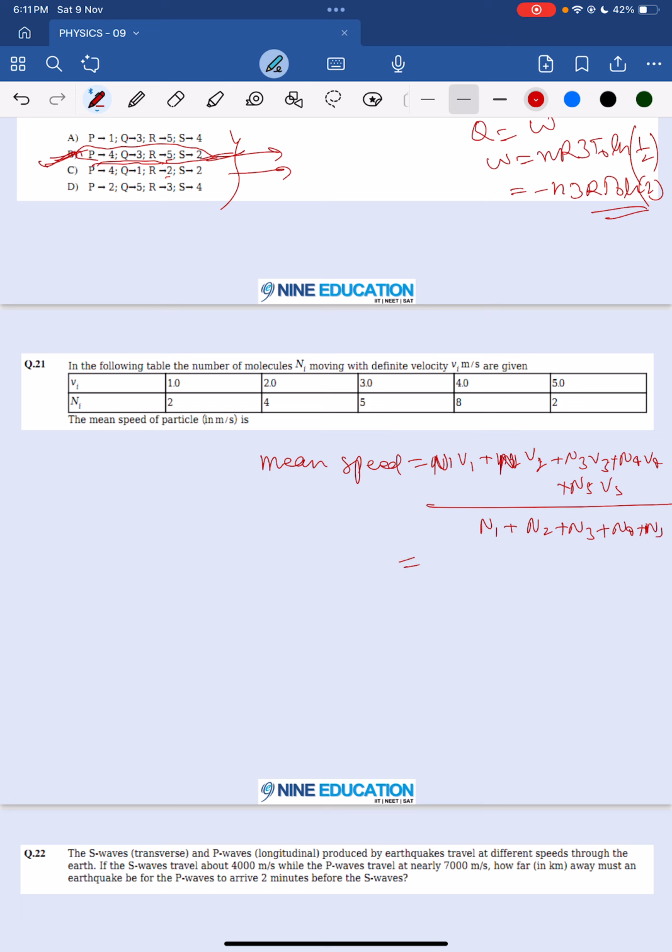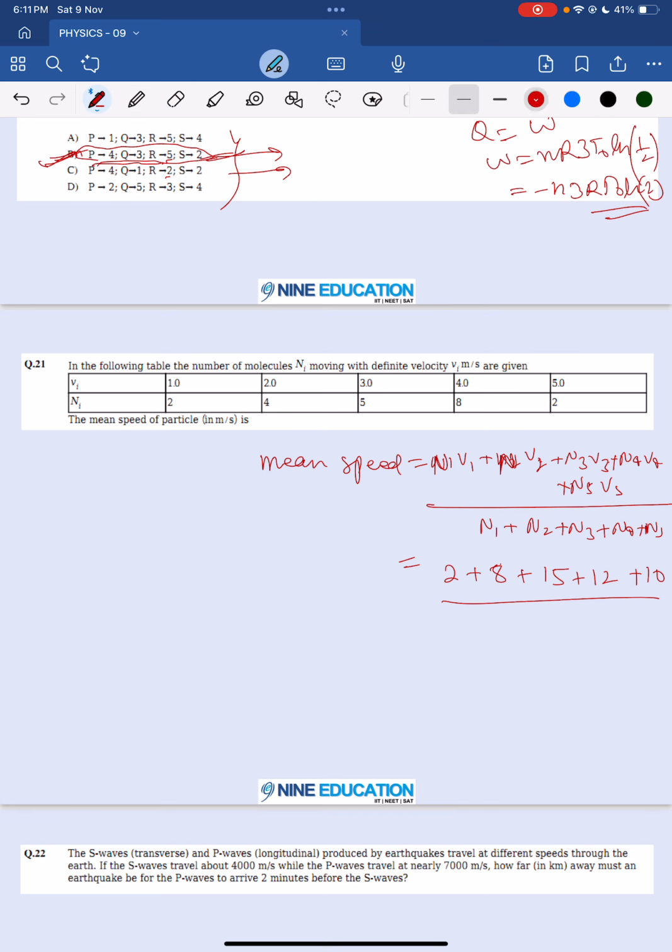Correct? Yes or no? So what we are able to see, this is basically 2, 2 4s are 8, 3 5s are 15, 8 4s are 12, 5 2s are 10, divided by N1 plus N2. How much is it, kids? 4 plus 2 is 6, 6 plus 5 is 11, 11 plus 8 is 19, 19 plus 2 is 21. So here we have 8 plus 2 is 10, 10 plus 10 is 20, 20 plus 12 is 32, 32 plus 5 is 37, 47 by 21. Sir, this is... yes sorry kids, one second, something went wrong here. Let's do this again.